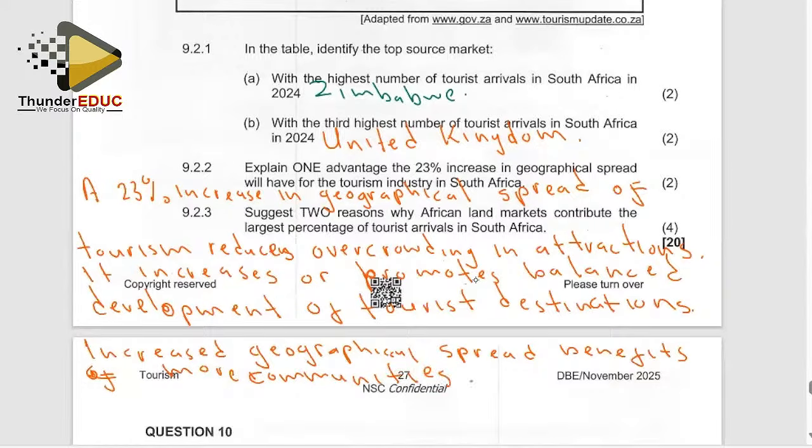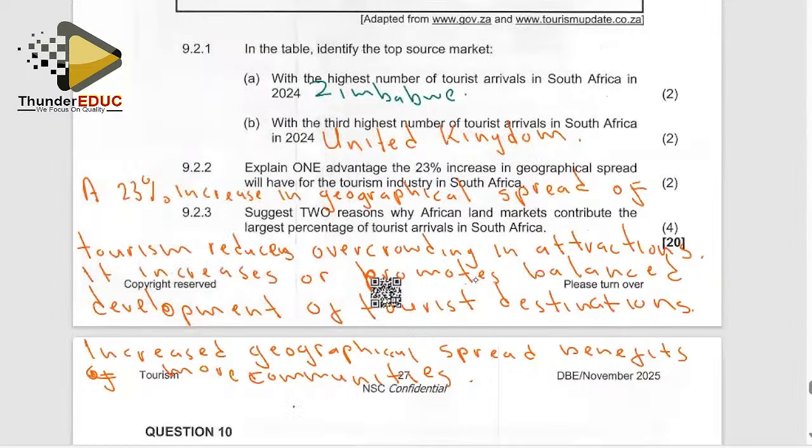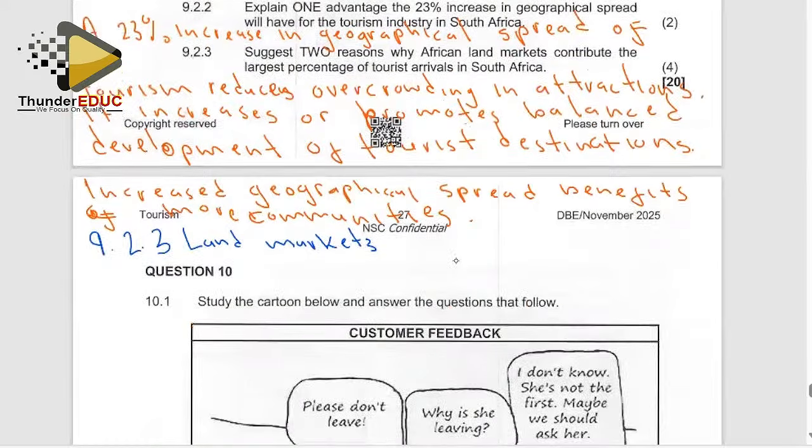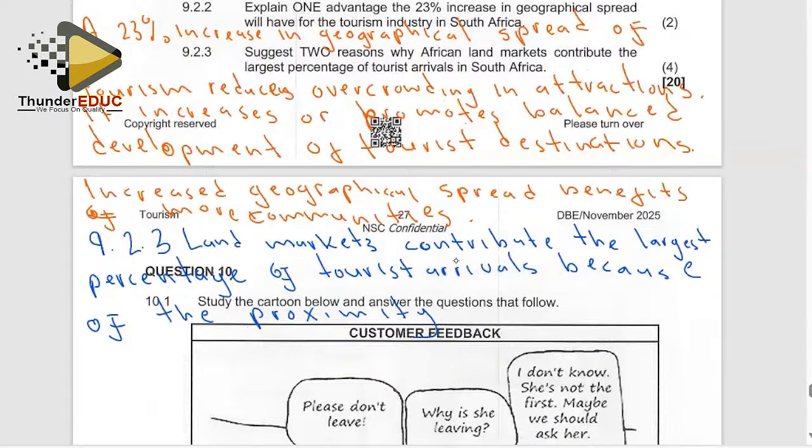Then the next question suggests 2 reasons why African land markets contribute the largest percentage of tourist arrivals in South Africa. Land markets contribute the largest percentage simply because, so I'm going to add this one, 9.2.3. Land markets, that is from the neighboring countries, contribute the largest percentage of tourist arrivals because of their proximity, because of their closeness, geographical proximity to South Africa. It's easier to travel to South Africa from SADC.